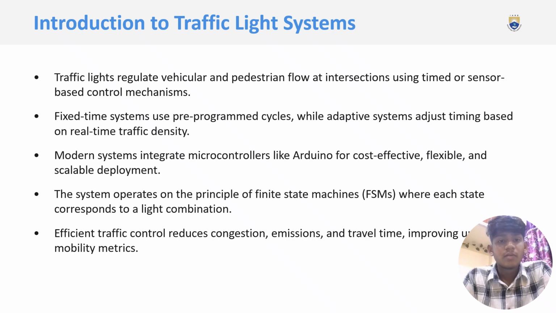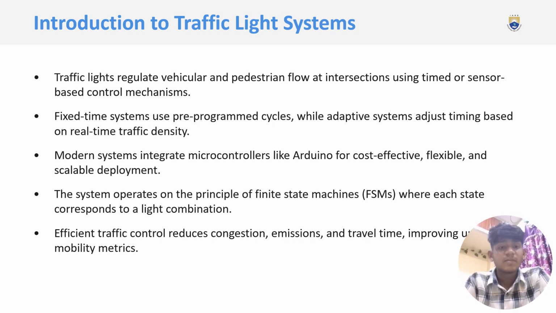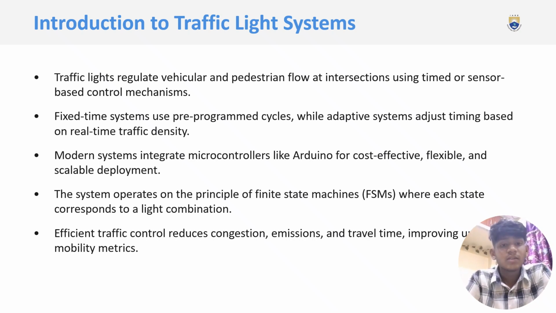Traffic lights regulate vehicular and pedestrian flow at intersections using time or sensor-based control mechanisms. Fixed-time systems use pre-programmed cycles, while adaptive systems adjust timing based on real-time traffic density. Modern systems integrate microcontrollers like Arduino for cost-effective, flexible, and scalable deployment.